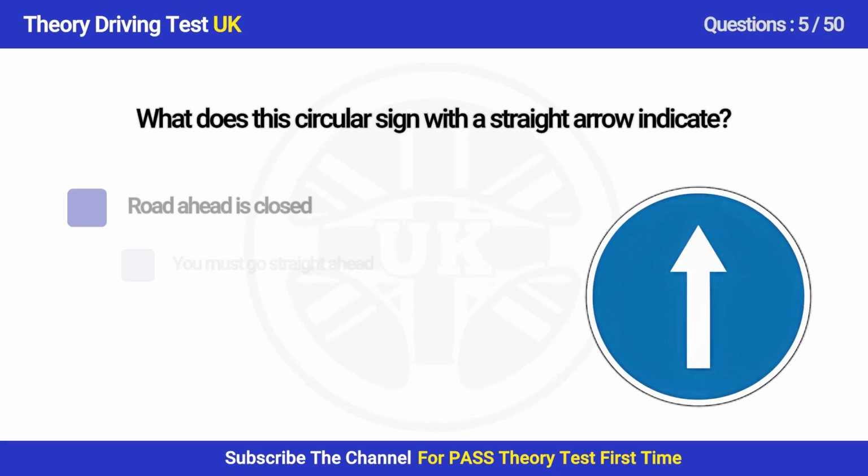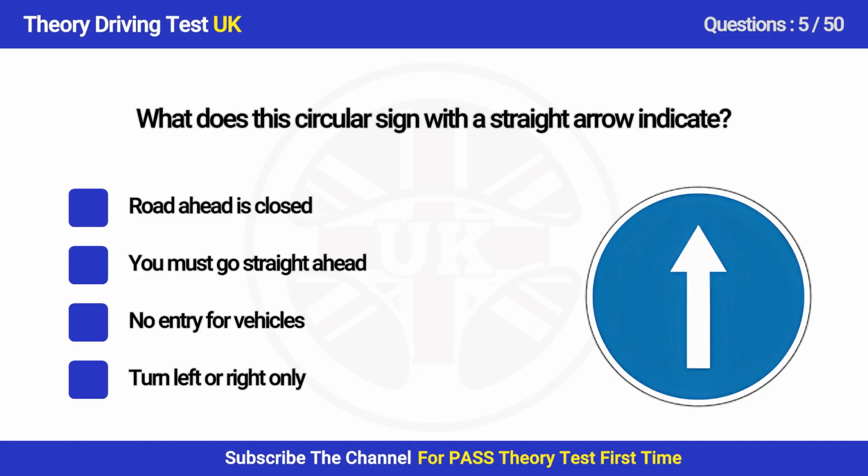Question 5. What does this circular sign with a straight arrow indicate? A. Road ahead is closed. B. You must go straight ahead. C. No entry for vehicles. D. Turn left or right only.